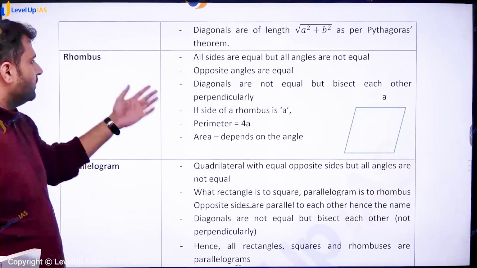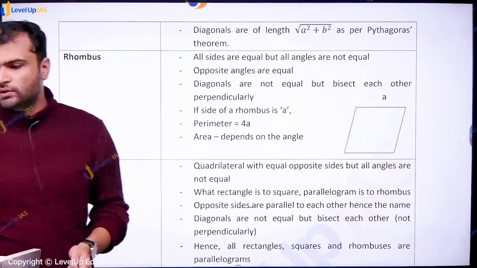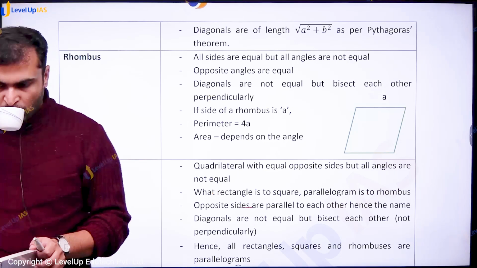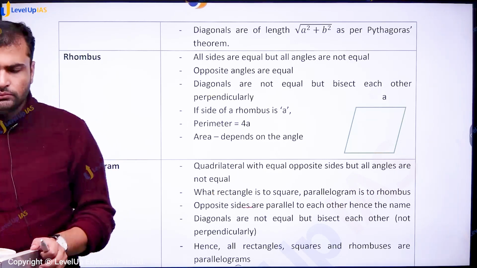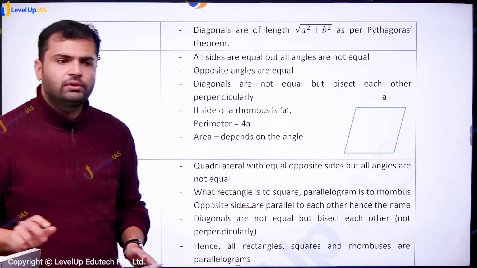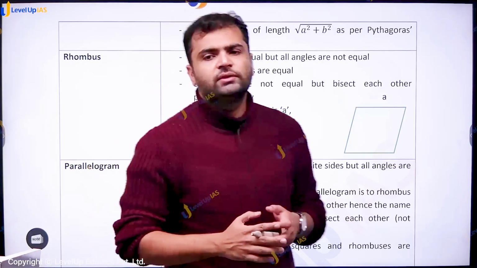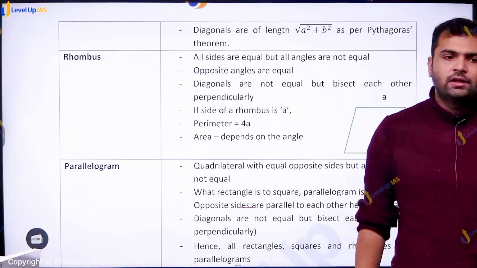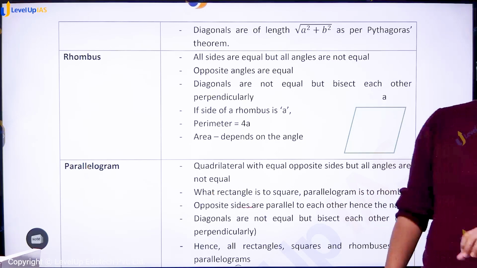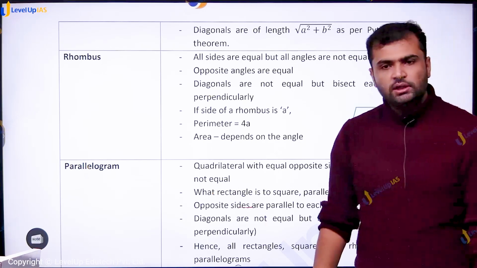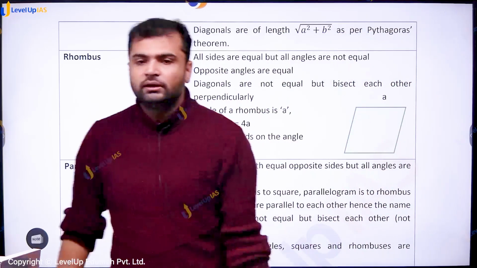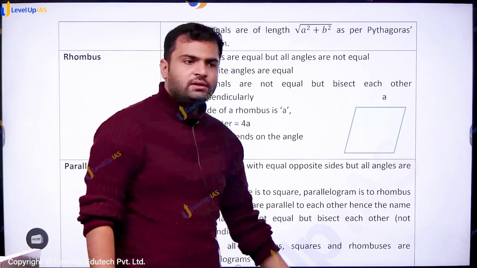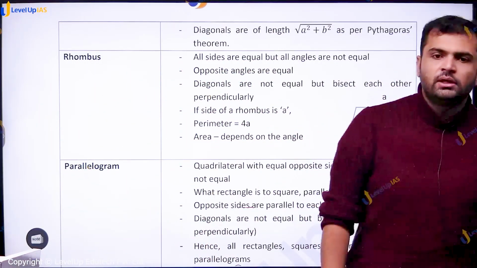Next shape we are interested in is rhombus. In rhombus, all the sides or all the lengths of the sides are equal, but all angles are not 90 degree. That is the difference between square and rhombus. In square, all the angles were 90 degree. For rhombus, we remove that restriction. We just keep the restriction of sides being equal.